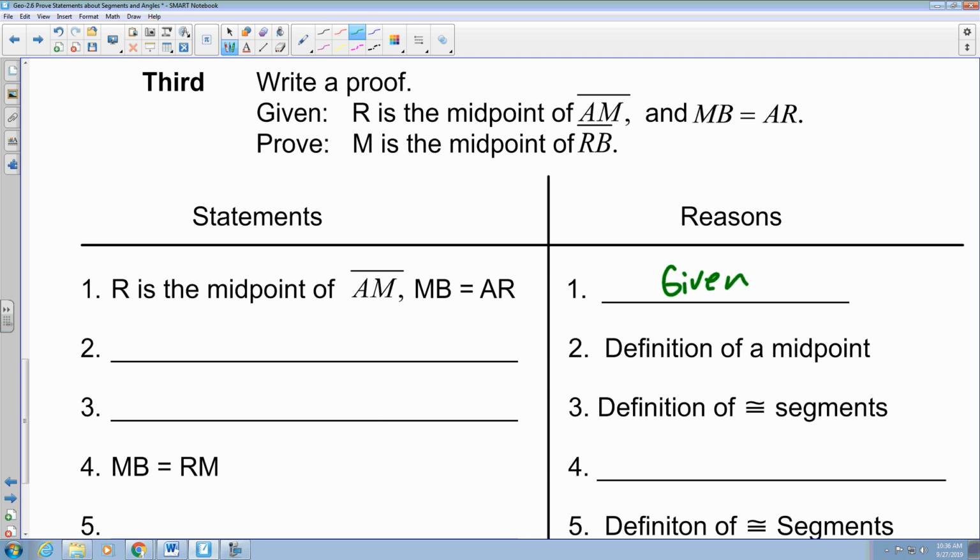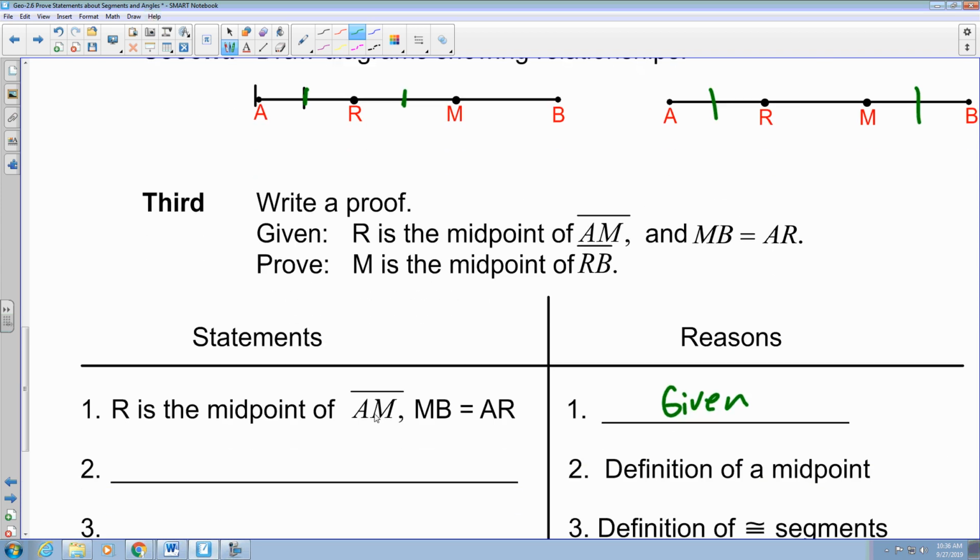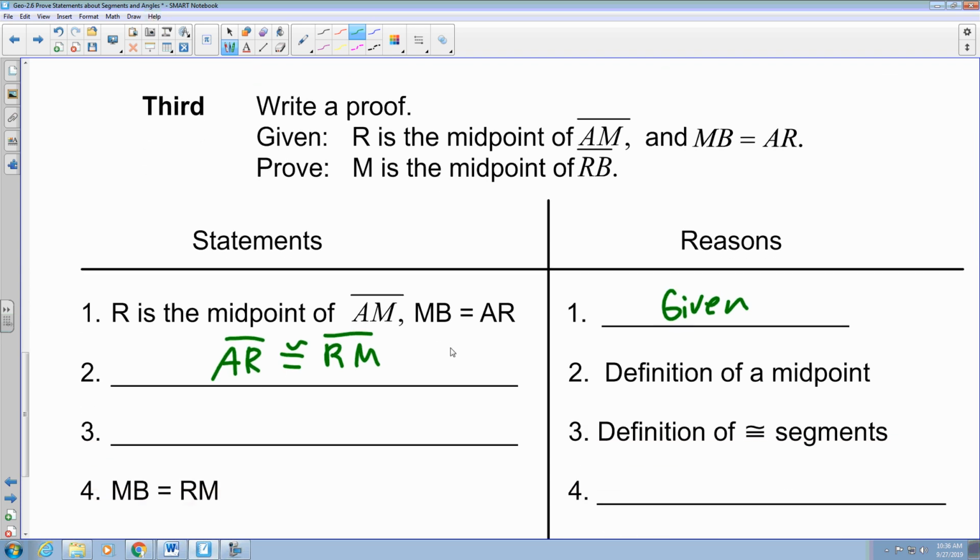Next step is they want you to use the definition of a midpoint. Anytime we're talking about the definition of midpoint, it means that wherever that midpoint lies, it is equidistant from one endpoint to another. Since it's equidistant from one endpoint to another, we made those hash marks ourselves. But we can say that AR is congruent to RM. All right. And since they're congruent by definition of congruent segments, we can say that AR is now equal to RM.